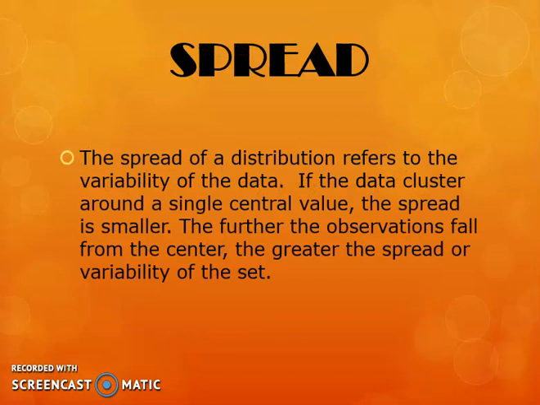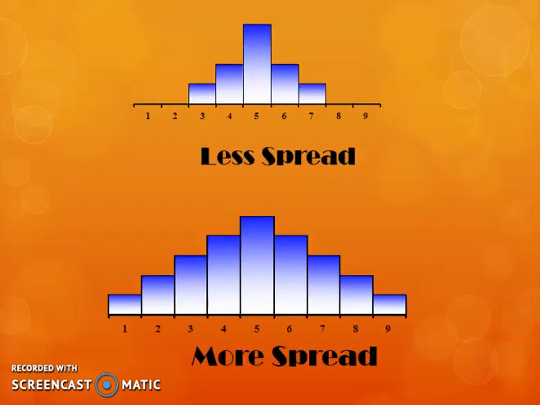So first thing is spread. So this refers to how much the data varies. So that should hopefully make you think of range. So here are two graphs. The top one is not as spread out as the bottom one. So the range on the top, whatever this data is about, which I don't know, goes from 3 to 7. The graph on the bottom, the data ranges from 1 to 9. So you could easily say that the graph on the bottom has more spread than the graph at the top.